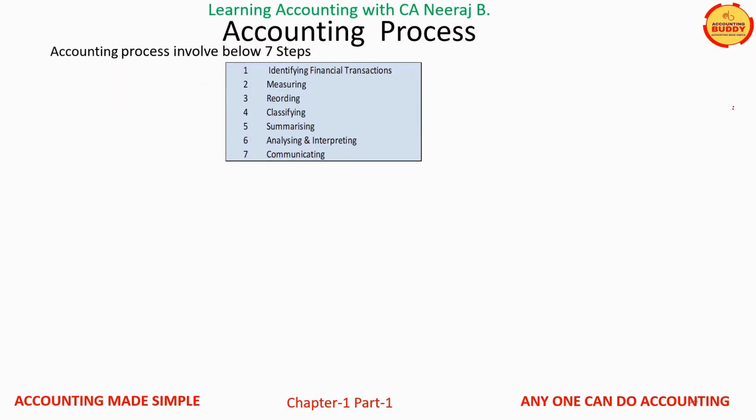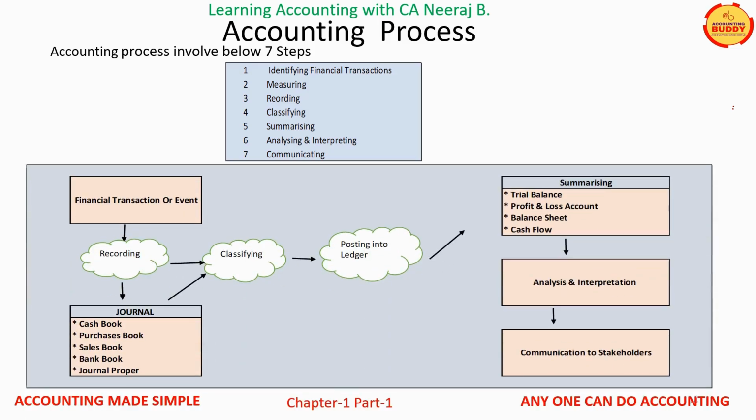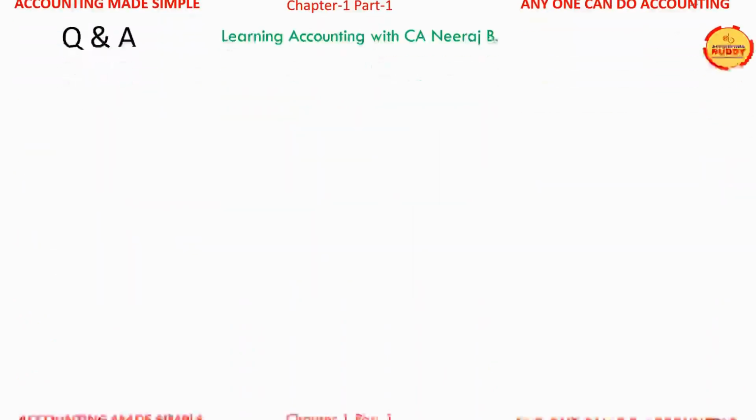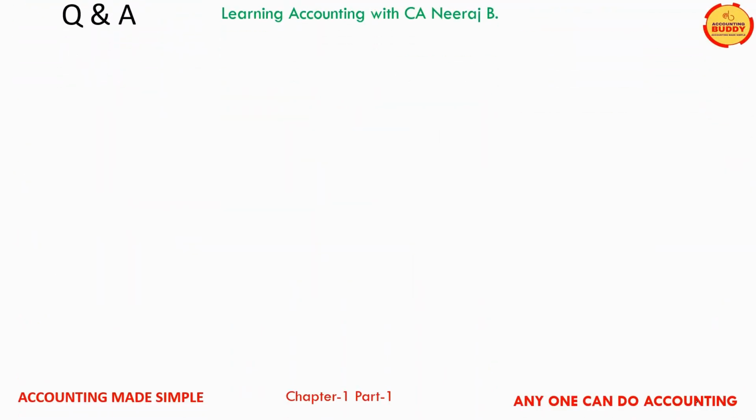Now, if we summarize, the entire accounting process involves 7 steps as shown on your screen. We have learned each step in detail with example in our previous slides. For super easy understanding, accounting process is shown in the form of a flow chart which is self-explanatory. Let us now try and answer few questions related to the topics which we have just discussed.